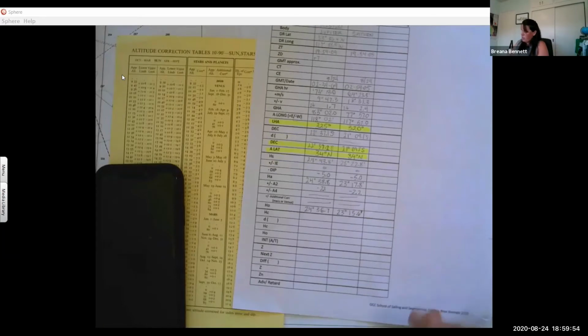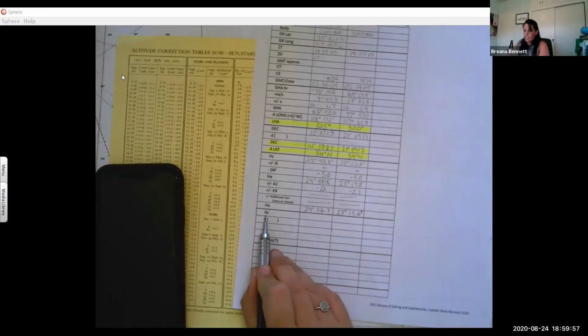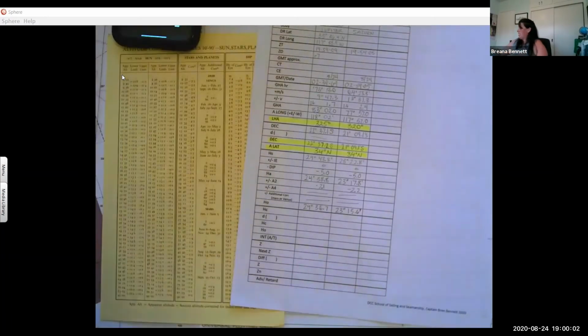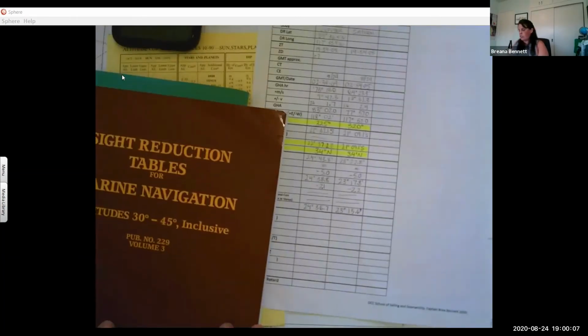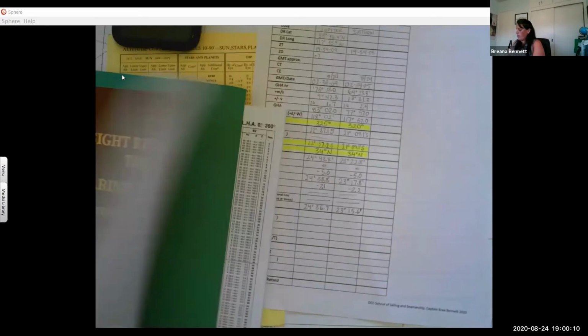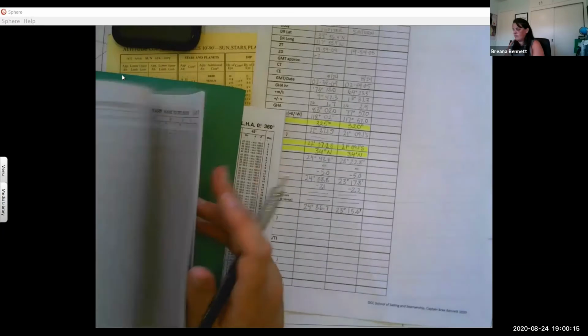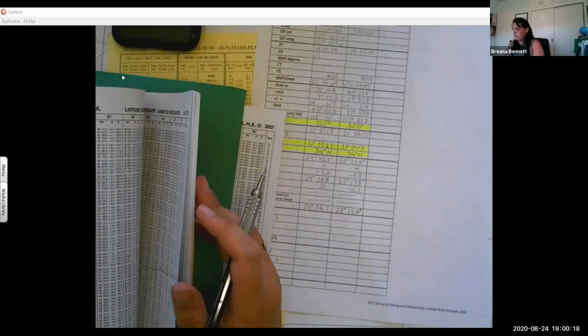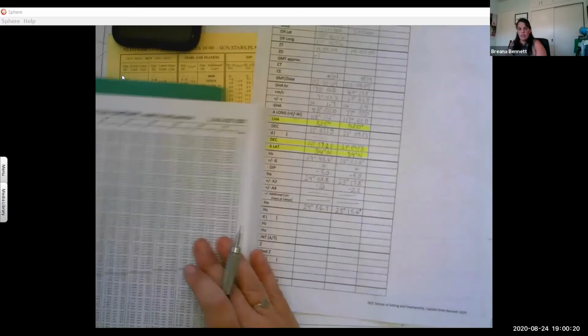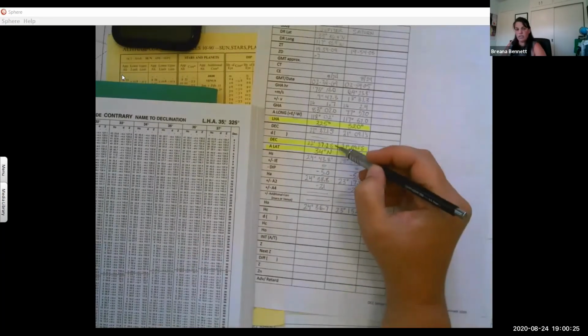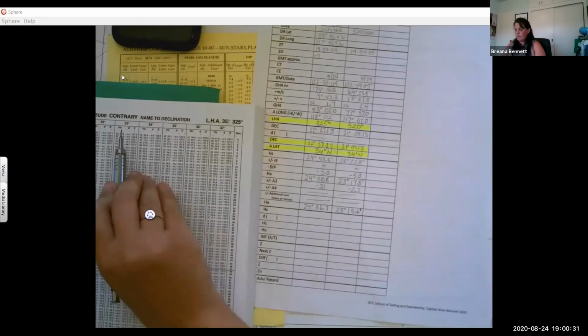Now we're going to go to our HC, or to calculate our HC, we're going to go to Pub 229. All right, here's 229. We're going to find an LHA of 320 and 325. Okay, here's our 325. We are on contrary. We have a north and south, so we are on the contrary side.